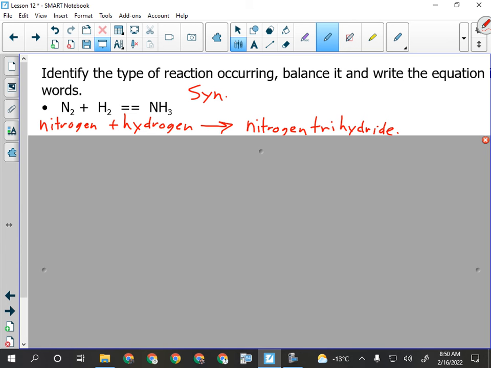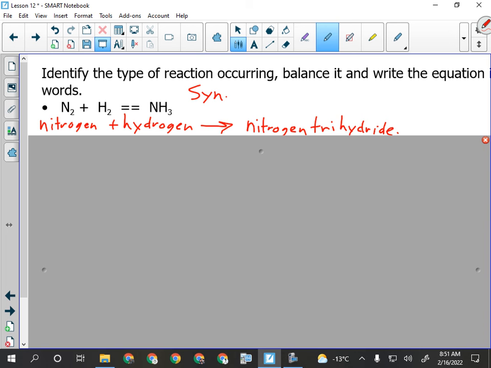Hey, do you see now why I was harping on how important it was to be able to write formulas and names? It's a pretty big part of writing chemical reactions. Sometimes I'll give you the reaction in formula form and ask you to write it in words, like we just did. Sometimes I'll give it to you in words and have you write it in formula form. And if you don't get the formulas right, you won't be able to balance it. So it breaks down pretty quickly.